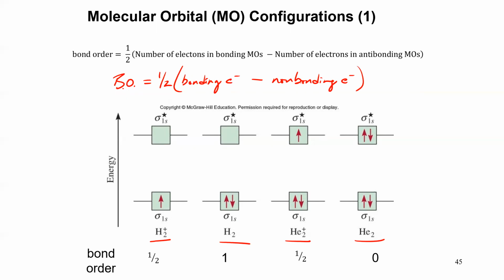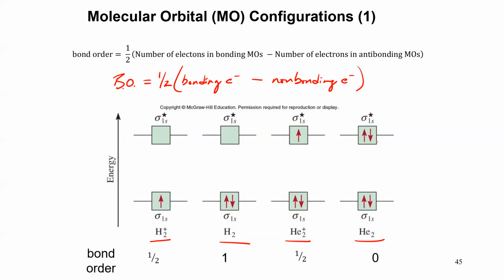So bonding minus non-bonding, and then we just take a half because remember 1 bond is 2 electrons. And so they've calculated the bond order for us here below this image. If we just have 1 electron in a bonding orbital, then it's 1/2 times 1 minus 0, so that's just a half. For bond order for hydrogen, we end up with 1/2 of 2 minus 0, so that's 1. For bond order for helium-2 plus, it's 1/2 times 2 minus 1.